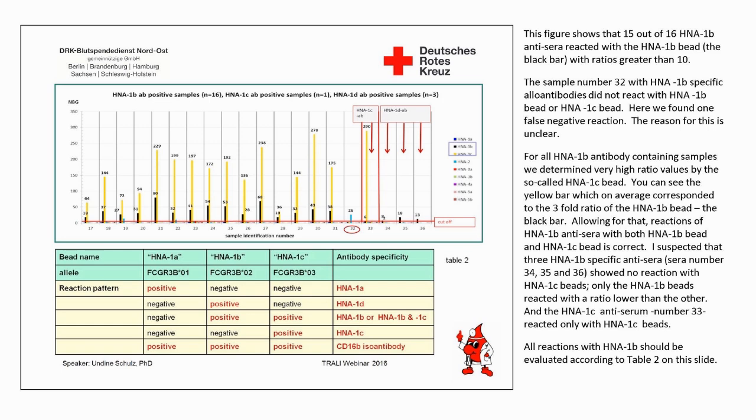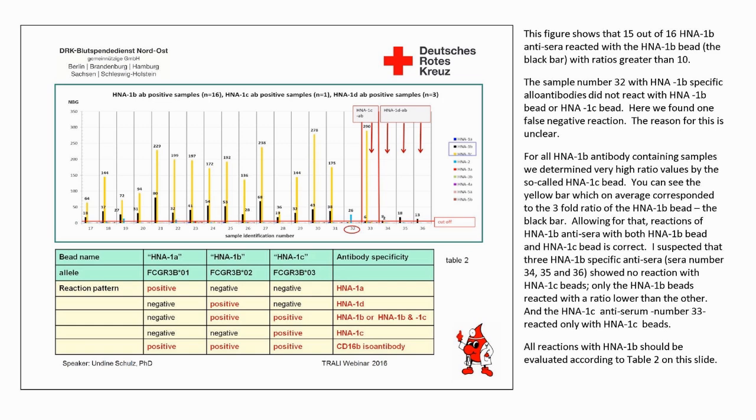For all HNA1B antibody-containing samples, we determined very high ratio values by the so-called HNA1C bead. You can see the yellow bars, which on average corresponded to the threefold ratio of the HNA1B bead, the black bars. Allowing for that, reactions of HNA1B antisera with both HNA1B bead and HNA1C bead is correct.